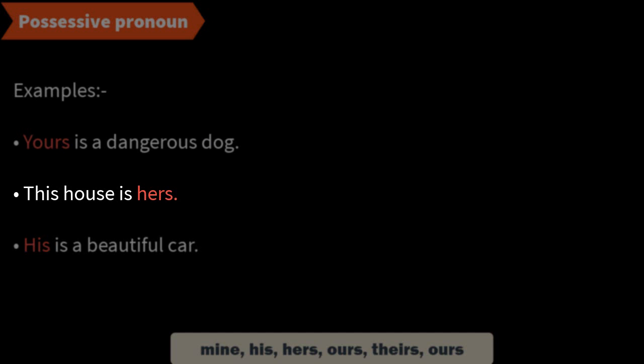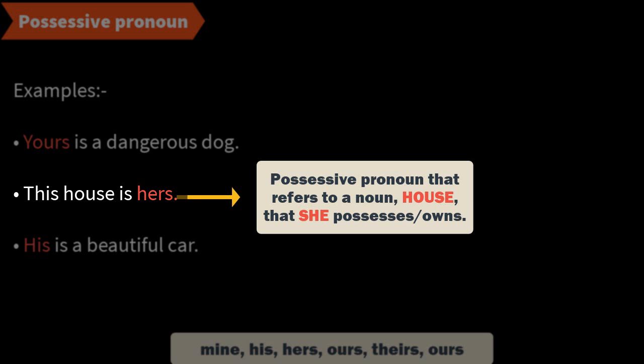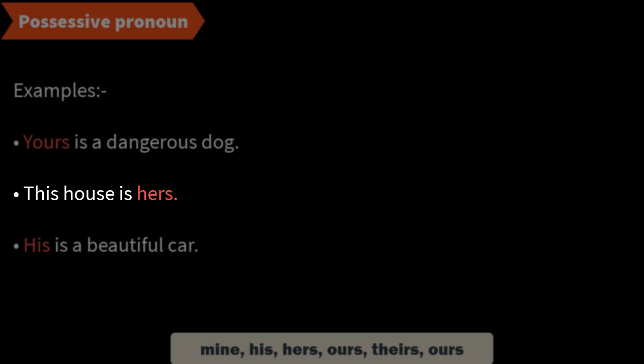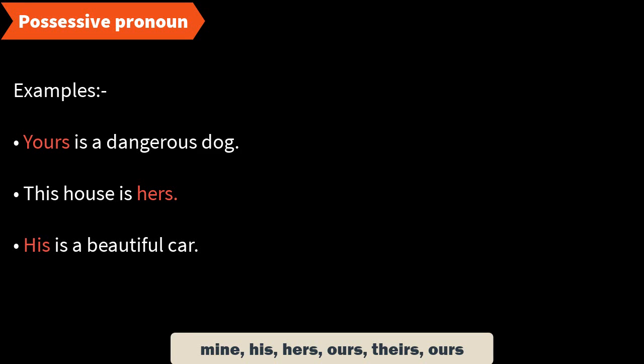Look at the next example. This house is hers, right? Now, when I say hers, hers is a possessive pronoun, replacing a noun and talking about its possession. The noun that it talks about the possession of is present in the sentence. The house that belongs to her. I can also say mine or yours or theirs, right? I can use other possessive pronouns in place of hers as well. Simple.